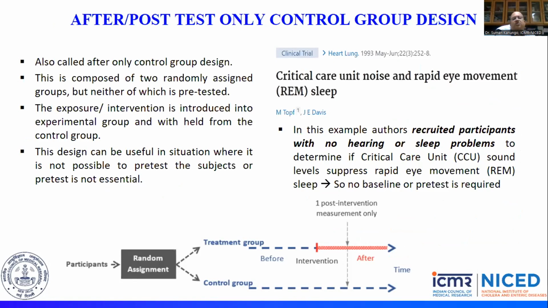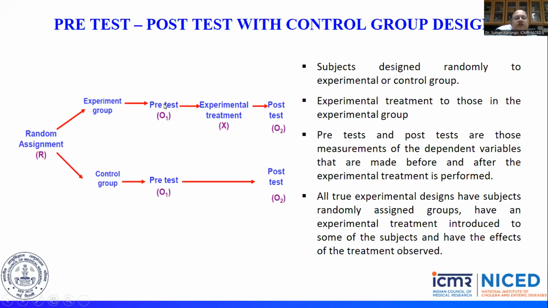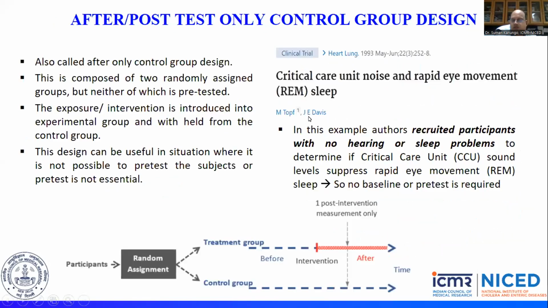This is also a control group design with only a post-test. It is composed of two randomly assigned groups, neither of which is pre-tested. We do not pre-test. Here, if we look at the earlier one, we pre-test and compare with the post-test. Here, we do not have the pre-test data with us, only the post-test.